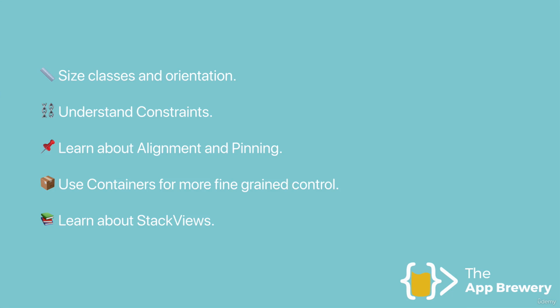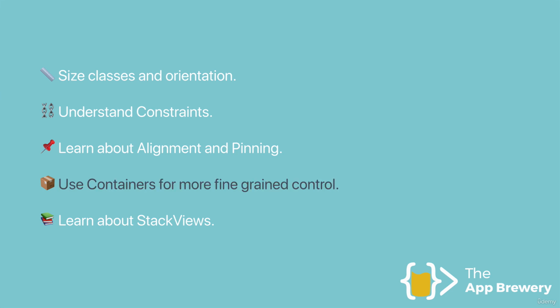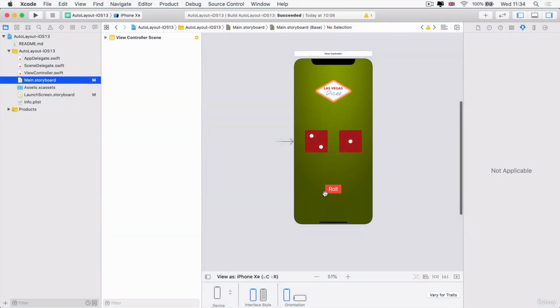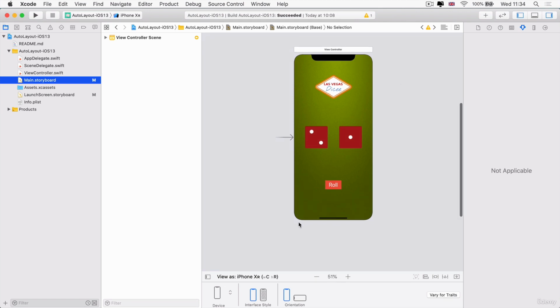All right, so now that we've learned about the basic components of constraints, namely alignment and pinning, we're ready to move on to our more complex interface, which is our main.storyboard. So if we head over there, you can see that we've got the same kind of green background and we want it to cover all four sides.